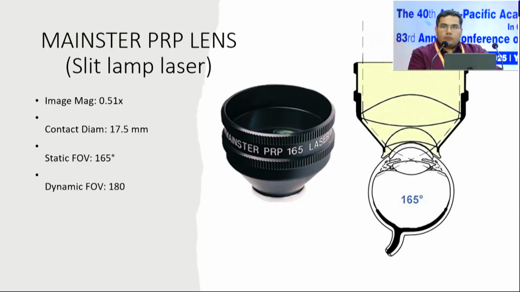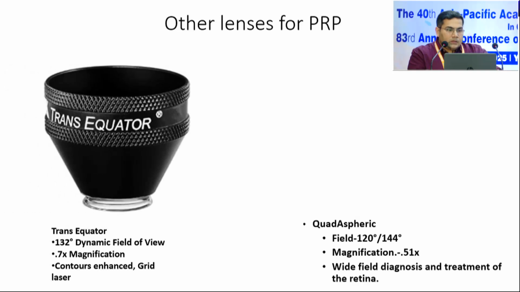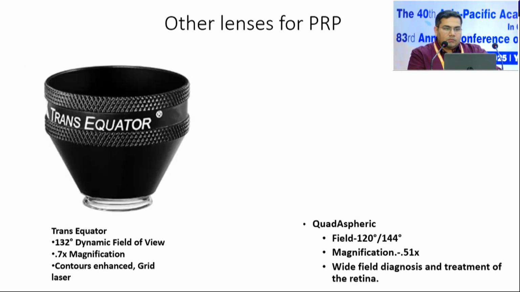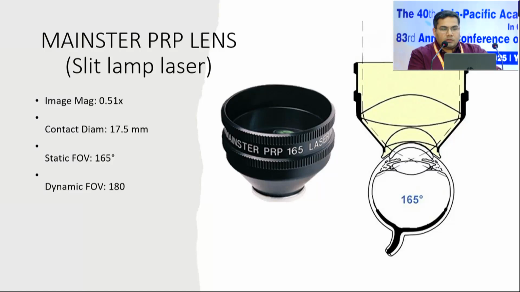So this is the most common lens which we use in PRP laser. It has a magnification of 0.51 and it gives a very good field of 165 degrees. So you are able to see almost most of the retina in real time. So you can manage your laser delivery better. So these are other two PRP lenses which are less commonly used, but the most common use is this Mainstar PRP.